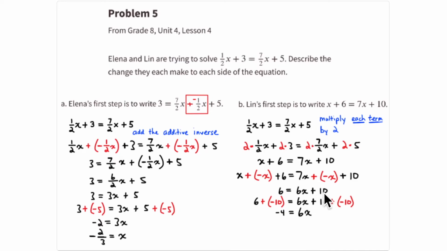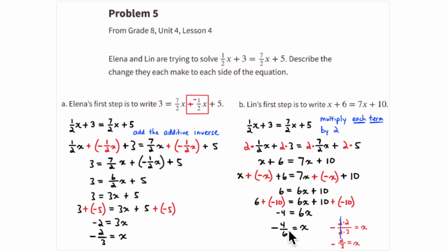And so now I want to get rid of this 10 on the right side by adding a negative 10. 6 plus a negative 10 is negative 4. And I'm going to multiply by the multiplicative inverse of 6, which is 1/6, to get rid of this coefficient. So I also have to look at 1/6 of negative 4. So that's a negative 4/6. So x equals negative 4/6, and negative 4/6 simplifies to, this is negative 4 right here, and this is 6 right here, and the 2's cancel, so you're left with a negative 2/3. So x equals negative 2/3 on the right side, x equals negative 2/3 on the left side.